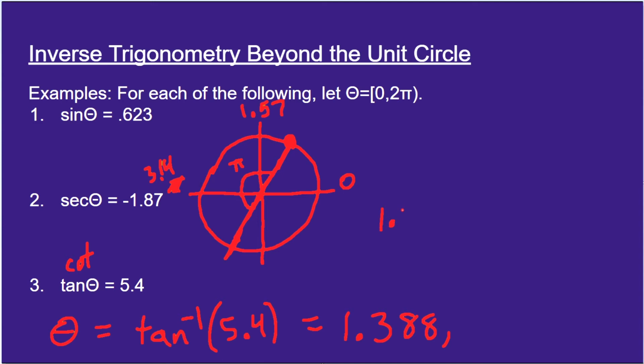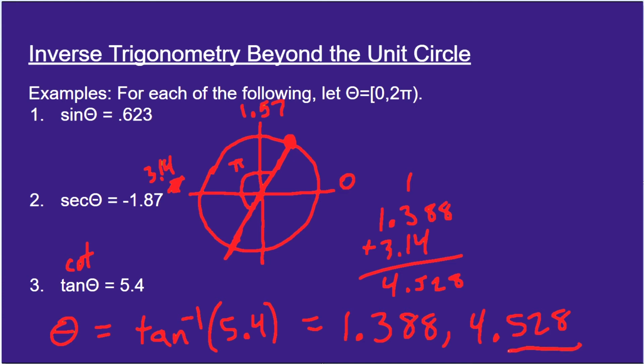So I just take this answer and I add 3.14 to it. 1.388 plus 3.14, what will that get me? It'll get me 4.528. And that will be my two solutions for this.